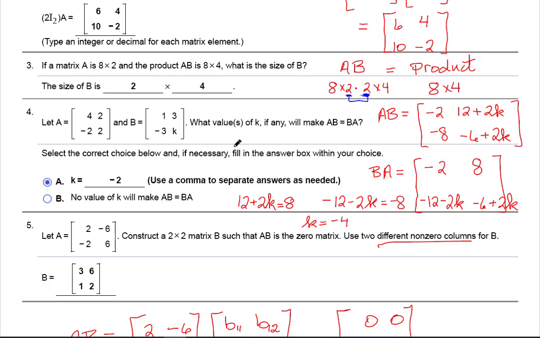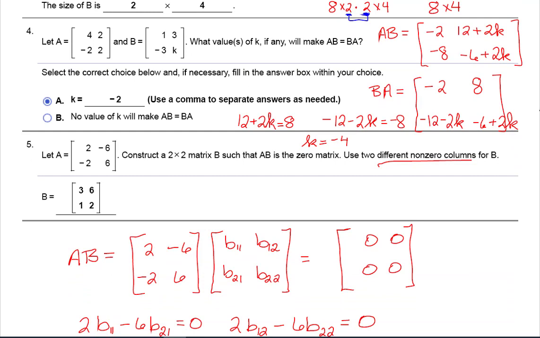In question 4, in general, matrix multiplication is not commutative. That is, A times B is more often than not different from B times A. In this case, they're asking us, is there a value of k so that we could make this equation true? Well, first off, you just find A times B. Okay, so here's A times B.